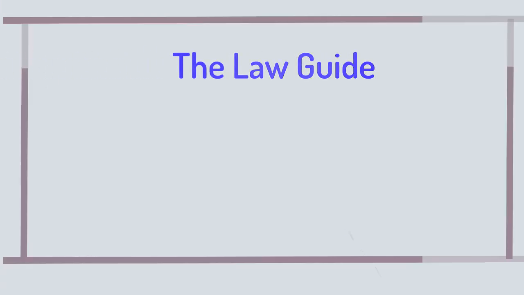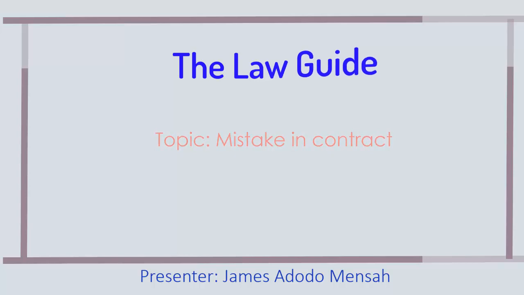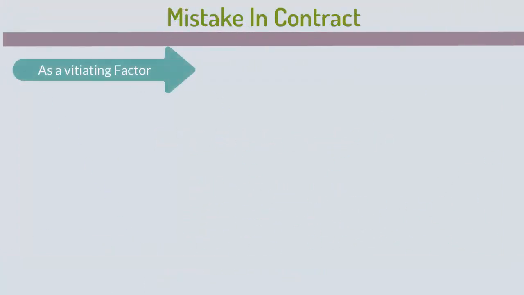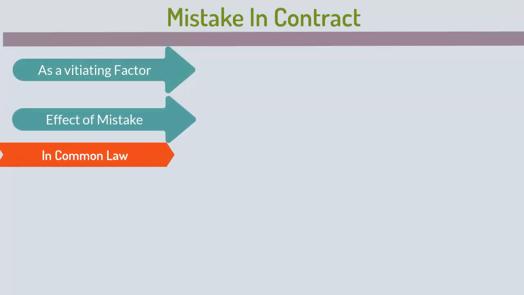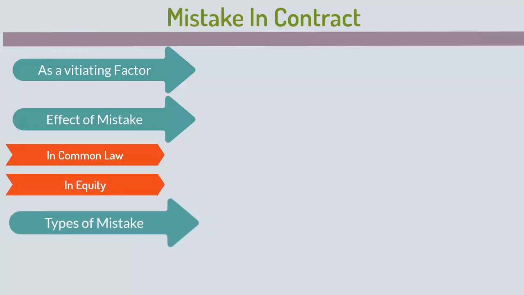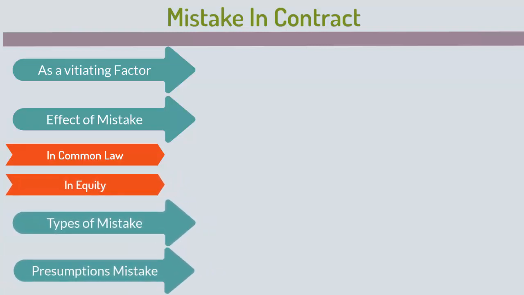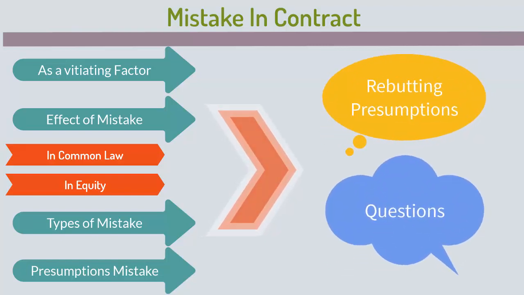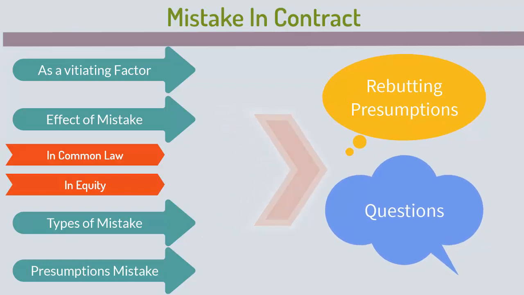Today, we'll be discussing mistake under the law of contract. Mistake is one of the vitiating factors under the law of contract. So we'll be looking at the effect of mistake at common law and in equity, the types of mistake, presumptions under each type, and also consider whether or not the presumption can be rebutted. Then, before we conclude, we will recap and finally pose a question.